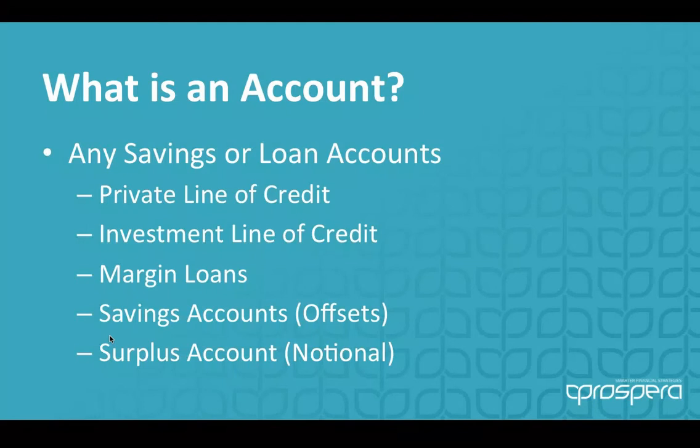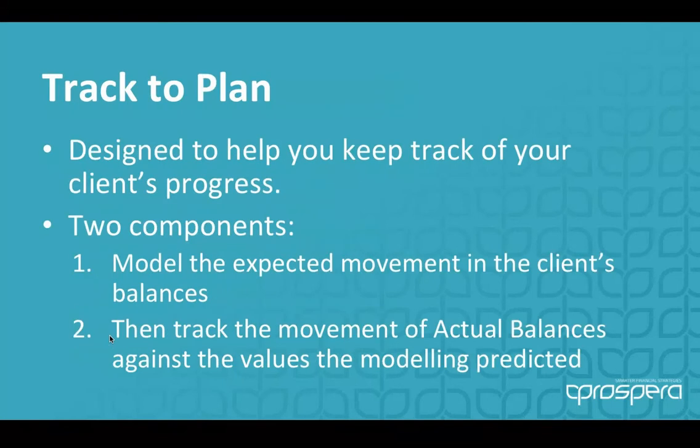So the very first question is, what is an account? On the slide here, we've outlined what an account is. It's the basic building block of a client strategy. An account from a Prospera perspective is any savings or loan account, and that could be a private line of credit, an investment line of credit, margin loans, savings accounts as well, including offset accounts. And then at the very bottom there, we've got a special account called the surplus account, which we'll have more of a look at when we look at the accounts in a bit more detail.